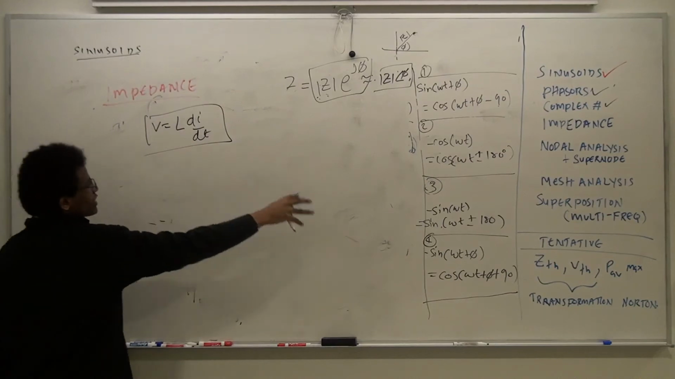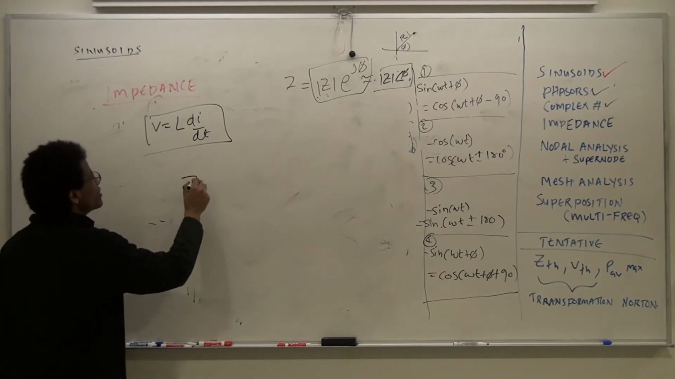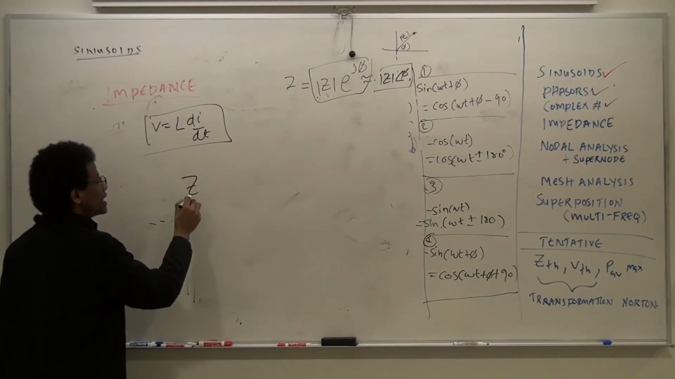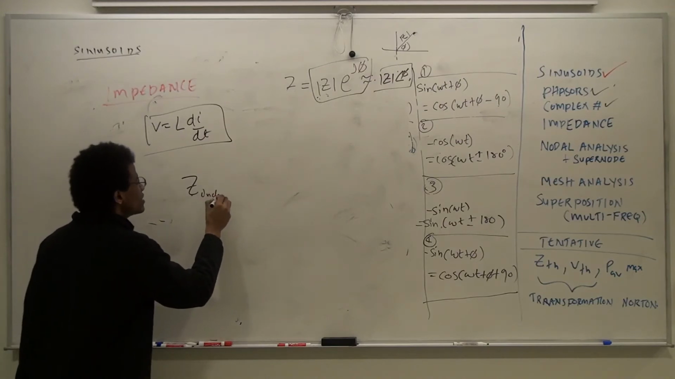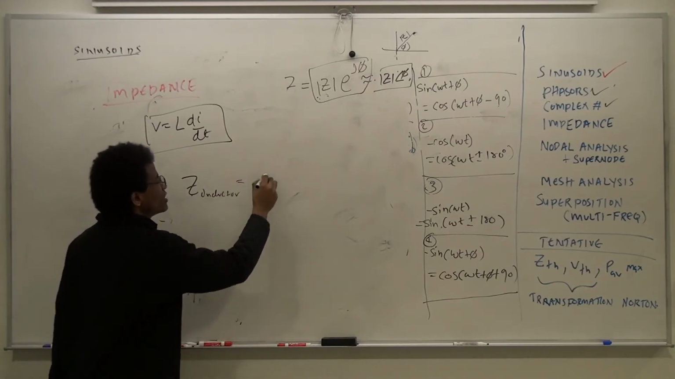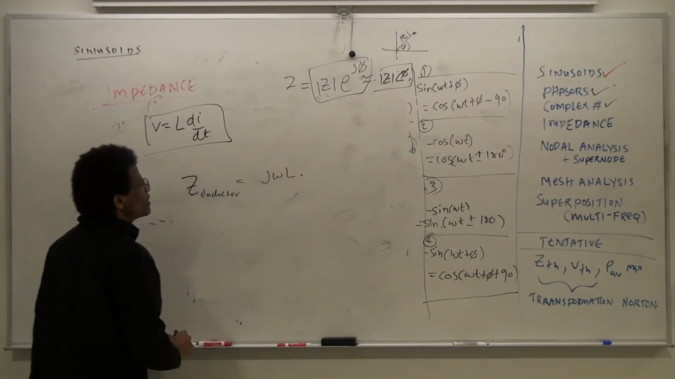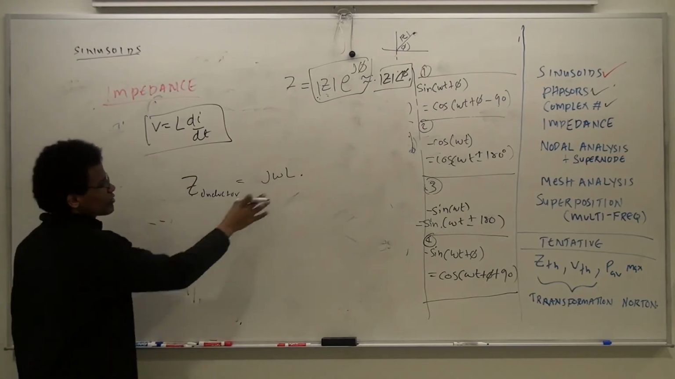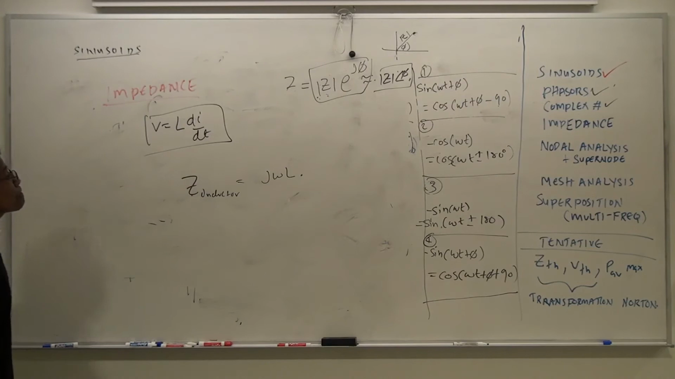So if we do the same thing that we just did before, we would conclude that the impedance of an inductor is equal to what? j omega L. Okay, we do the same thing, we get this back. Okay?